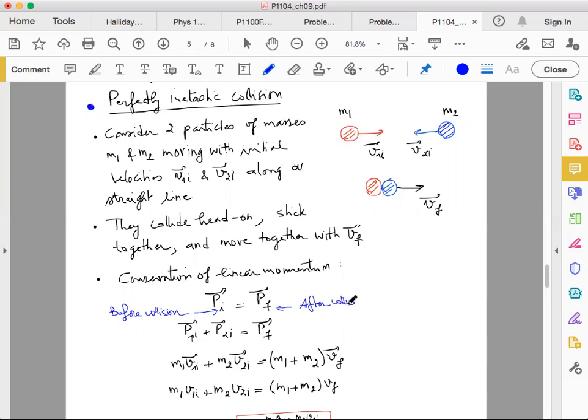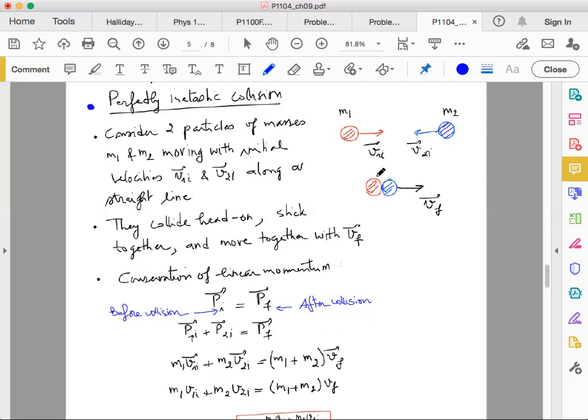Now when is before and when is after? Directly. When we say P before is equal to P after, that means P right before the collision is equal to P right after the collision. Meaning just before it happens and just after it happened. We don't wait long. Okay, what is the value of P initial? It's P1 initial plus P2 initial, and P final is equal to P final.